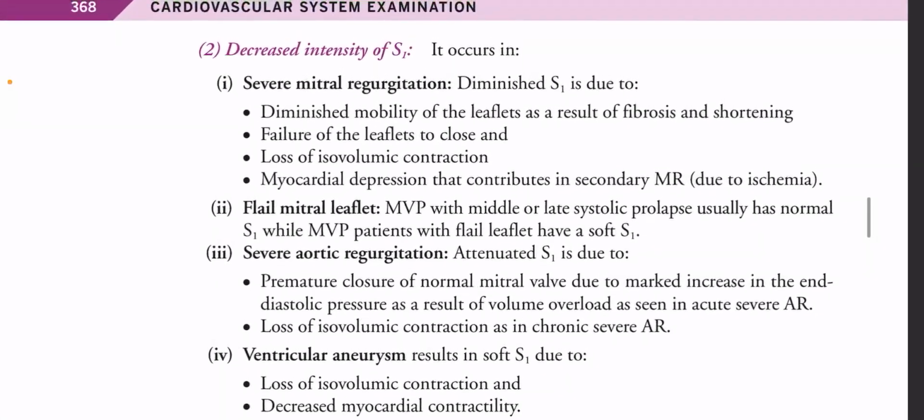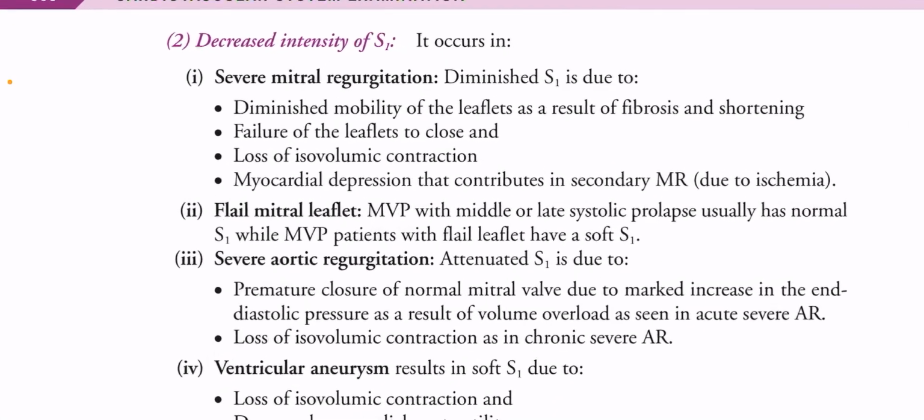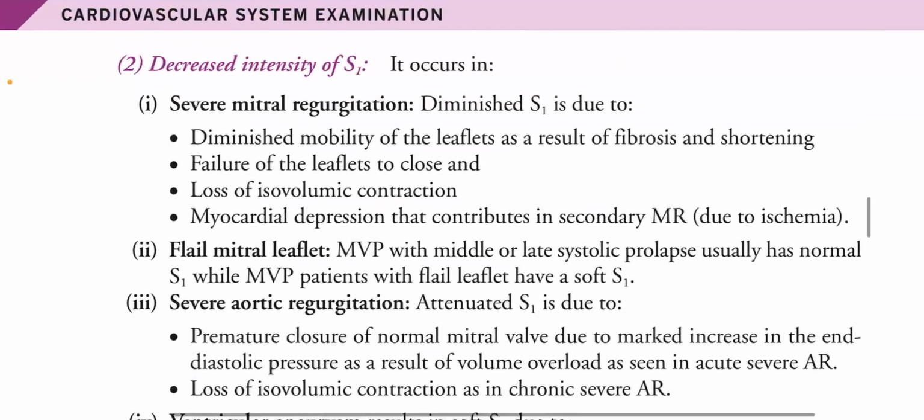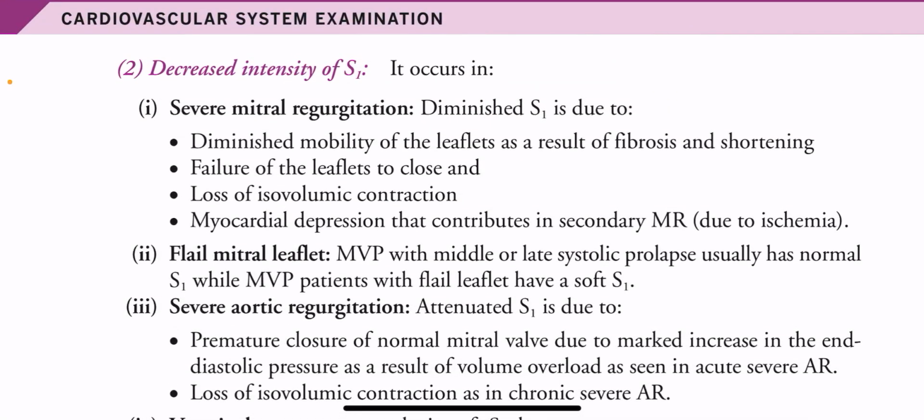Now, what are the causes of decreased intensity of first heart sound? Now, we will discuss the mechanism of decreased intensity of first heart sound. It occurs in severe mitral regurgitation. Diminished first heart sound is due to diminished mobility of the leaflets as a result of fibrosis and shortening, failure of the leaflets to close, and loss of isovolumic contraction.